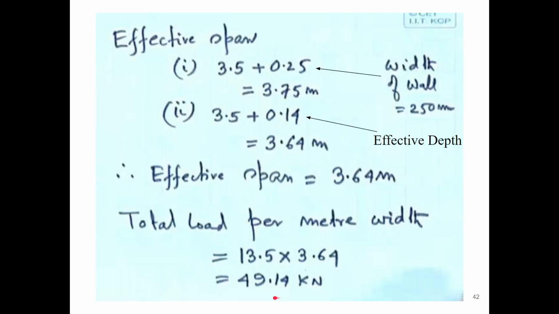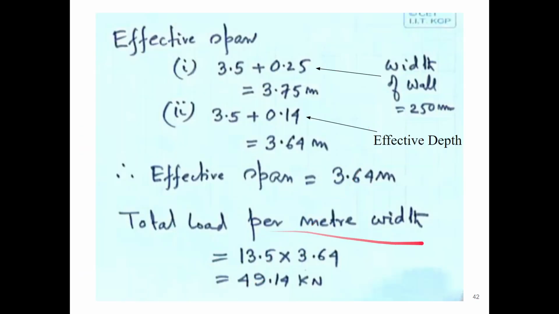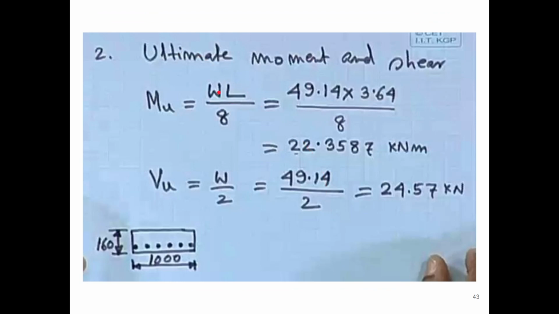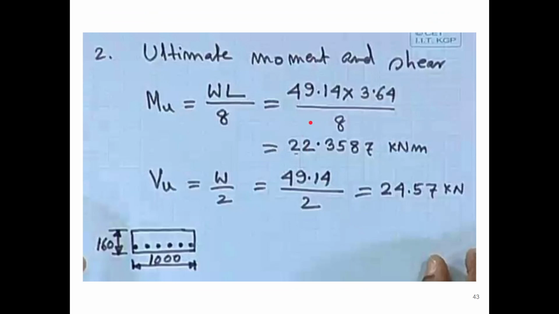Where W is 49.14. Everything is per meter width. Although it is a UDL basically, we are considering it as a concentrated load, assuming that it is 1 meter width. In slab we always design for 1 meter width, so we can always consider that 1 meter width as constant. Therefore it will be a concentrated load.